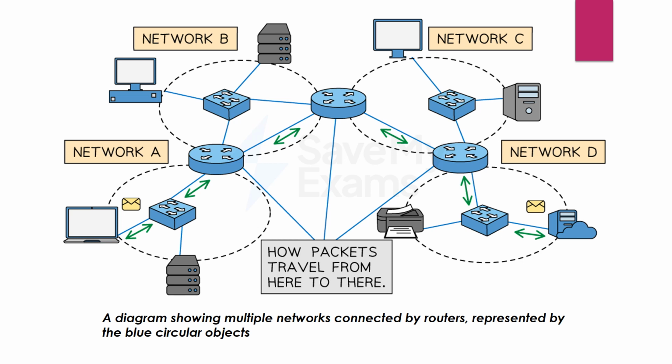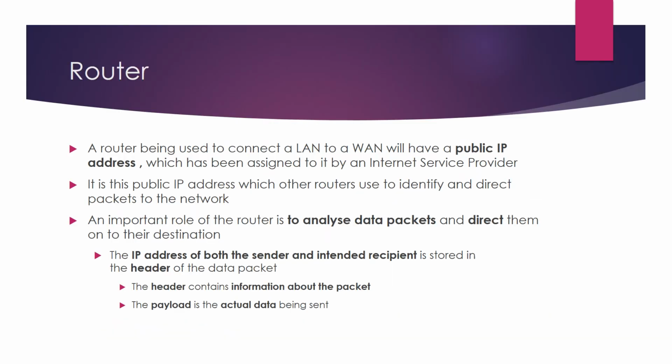As you can see, this diagram shows multiple networks connected by a router, represented by the blue circular object. A router being used to connect a LAN to a WAN will have a public IP address, which has been assigned to it by an internet service provider. It is this public IP address which other routers use to identify and direct packets to the network. An important role of the router is to analyze data packets and direct them to their destination.